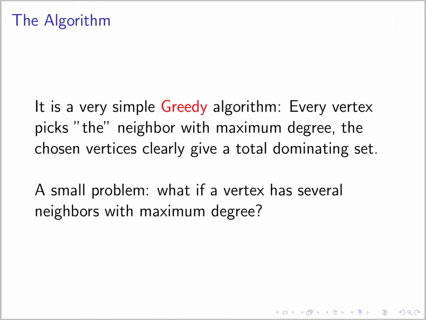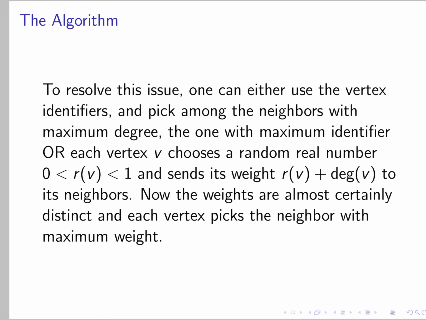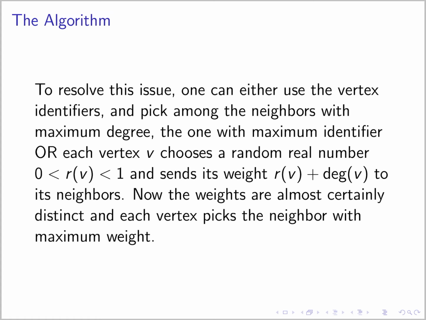The algorithm that we propose is a very simple greedy algorithm. Every vertex picks the neighbor with maximum degree. The chosen vertices clearly give a total dominating set, so this works for any graph. There is a small problem: what if a vertex has several neighbors with maximum degree? This problem can be resolved in 2 ways.